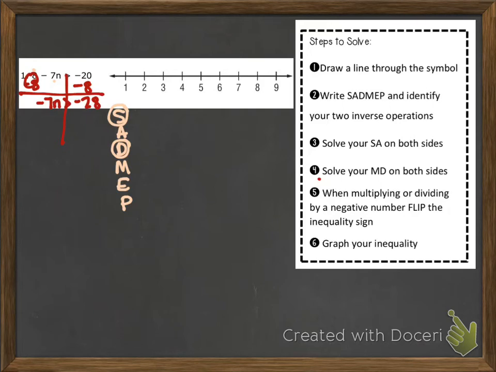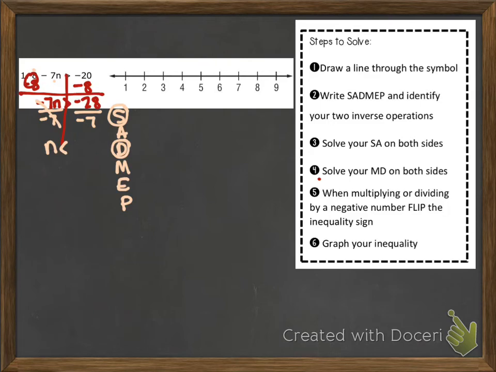Negative 7n means multiplication, so I am dividing by negative 7, dividing by negative 7. This becomes n. And then if we look at step 5, it says when multiplying or dividing by a negative number, we flip the inequality sign to remain a true statement. So instead of greater than, I'm going to write less than.